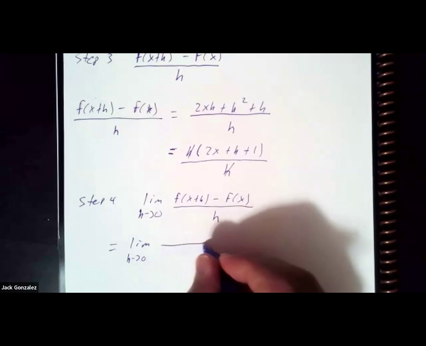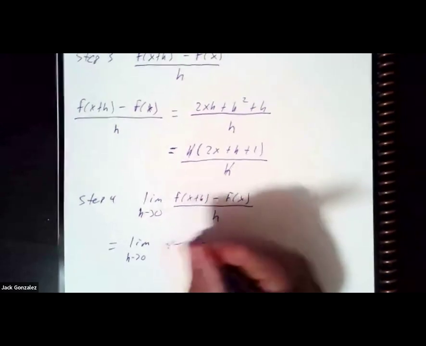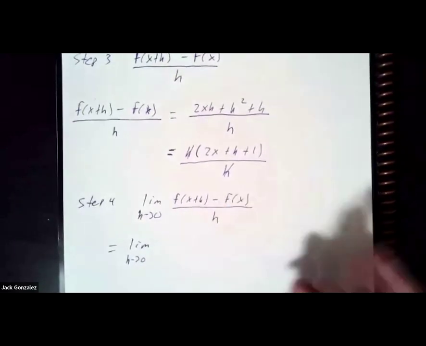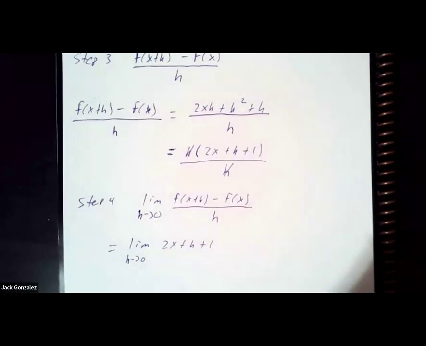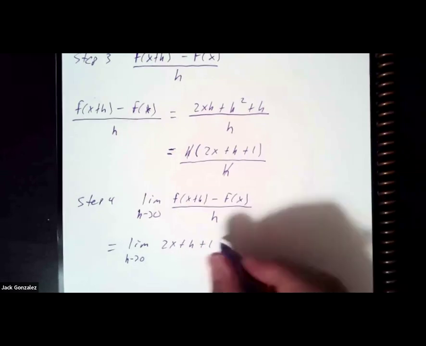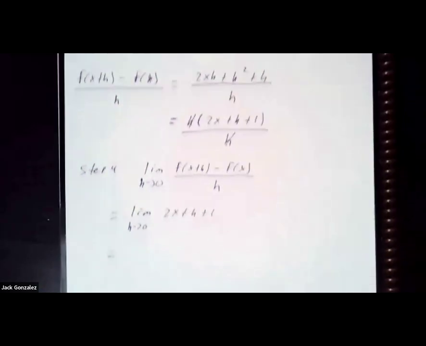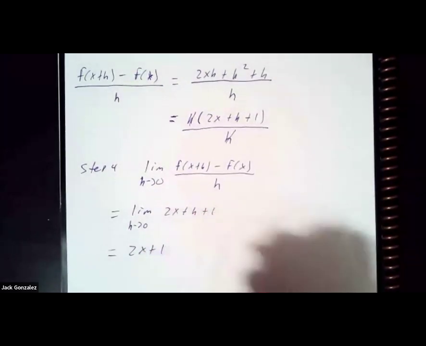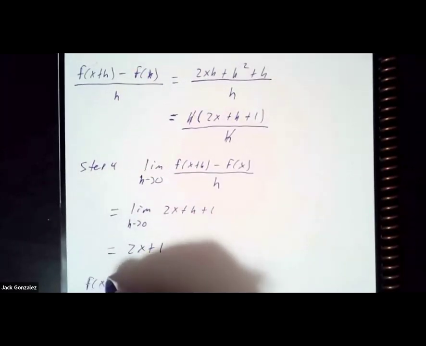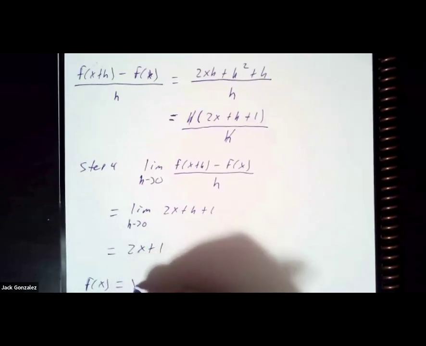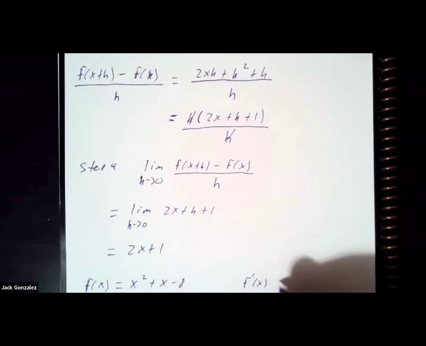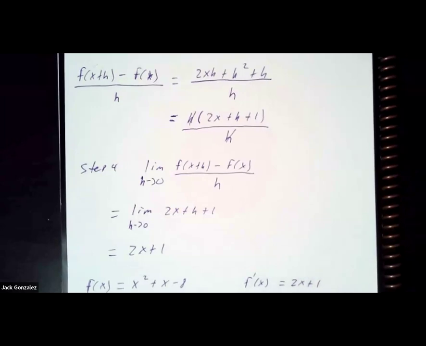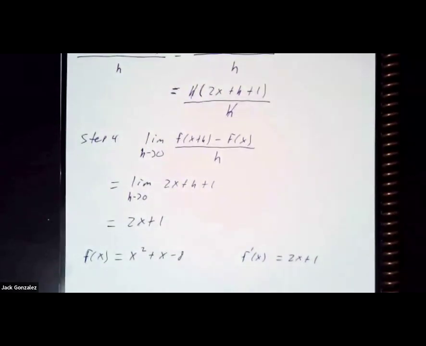So this will be, well, I don't need the division bar anymore. So when you plug in the limit, you're left with 2x plus 1. So f of x was originally x squared plus x minus 8. The derivative will be 2x plus 1. Is there any questions on step 3 or step 4?